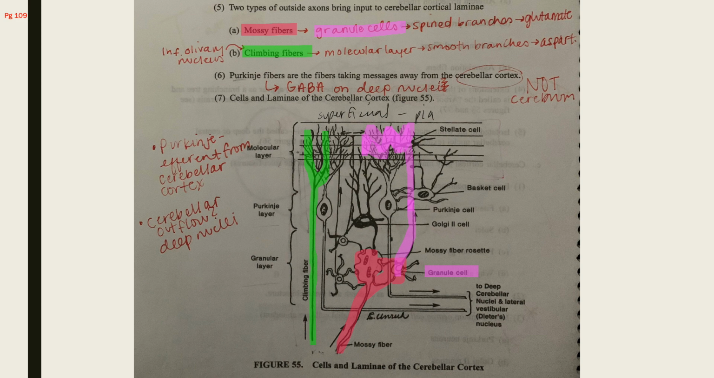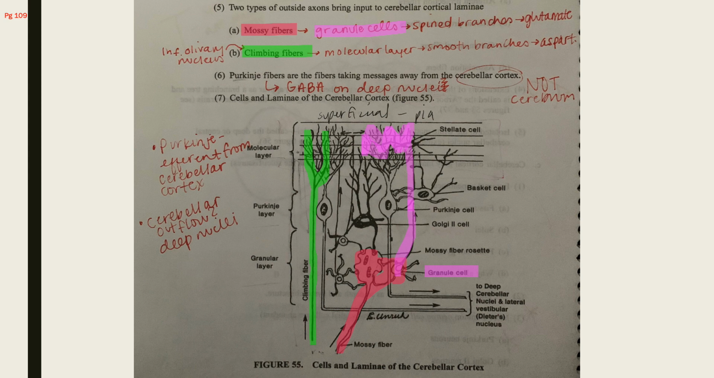dendrites. From there, we synapse on the dendrites in the molecular layer, and then the cell bodies of the Purkinje neurons are going to be in the Purkinje layer. And then they're going to leave, and if you look at the bottom right of this diagram, it says to deep cerebellar nuclei and lateral vestibular nucleus. So that's where the Purkinje neurons go.